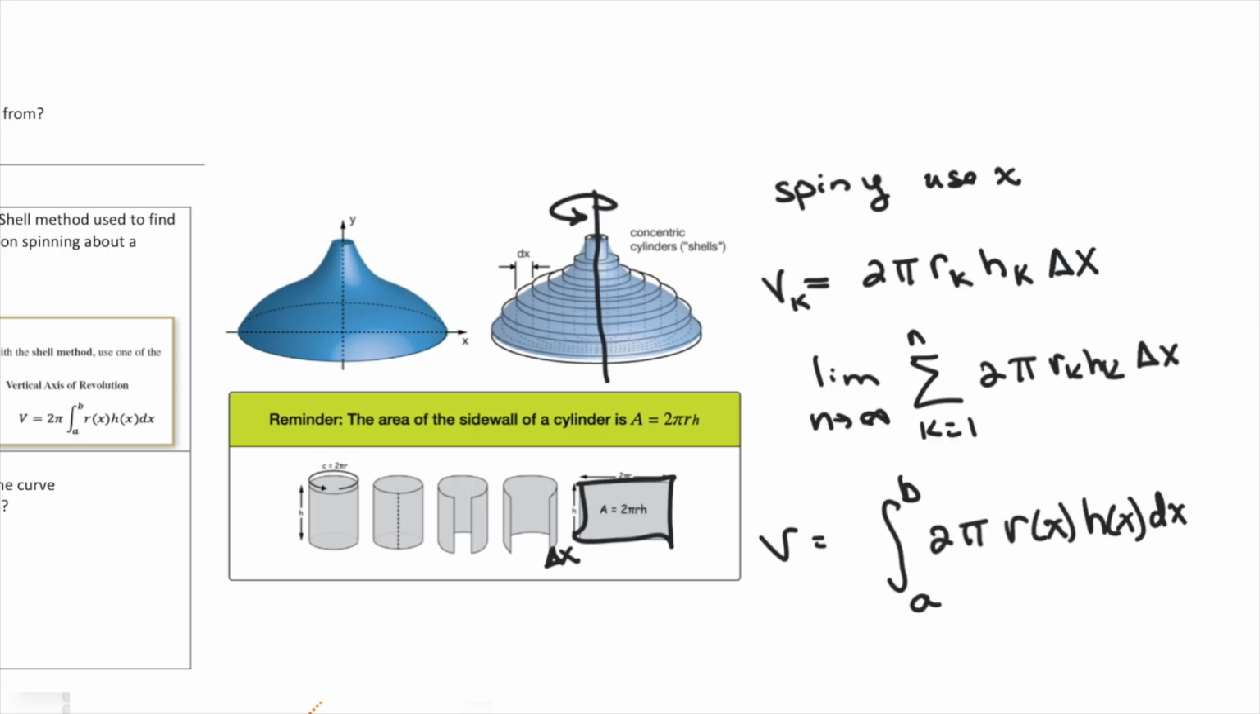But let's look at this picture a little bit more carefully. We're spinning on the y-axis. The radius is going to be some sort of function of x. Now the radius is perpendicular to the height. So the height is once again top minus bottom, and the radius is often x unless we move the axis of rotation.